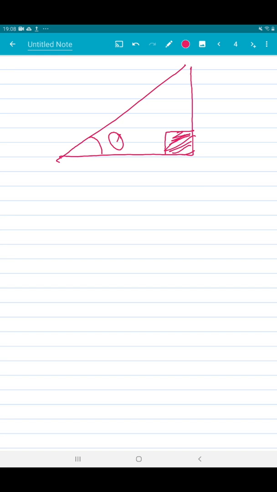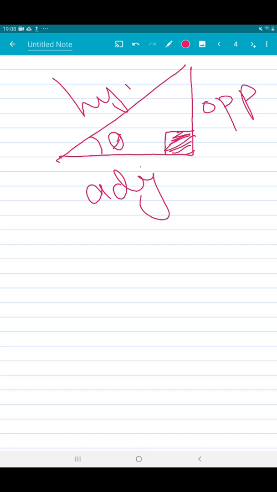The first important topic now is the definition of trigonometric functions. For any right angle triangle, this is a right angle triangle, okay? Let this angle be theta. This is the opposite side of theta, and this is the adjacent of theta. And the last one, the longest side in the right angle triangle, is called the hypotenuse or hypo.